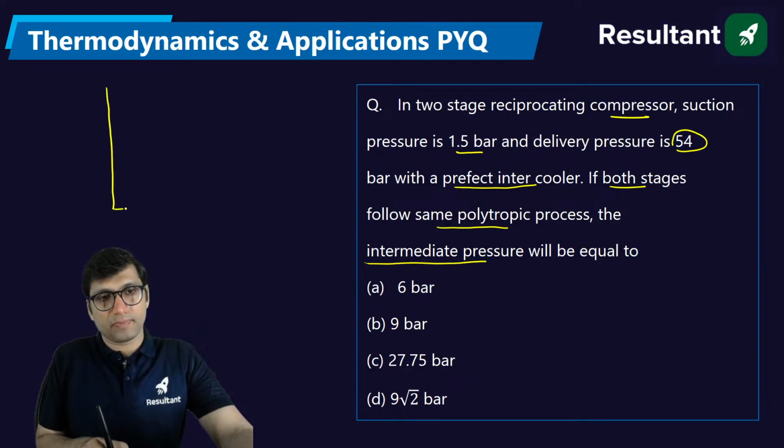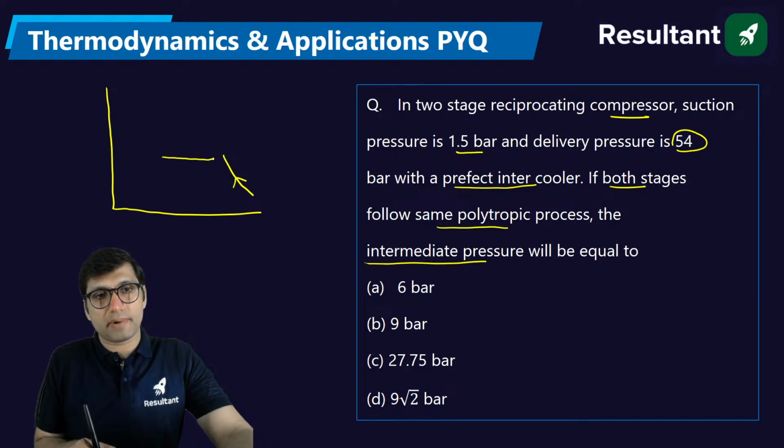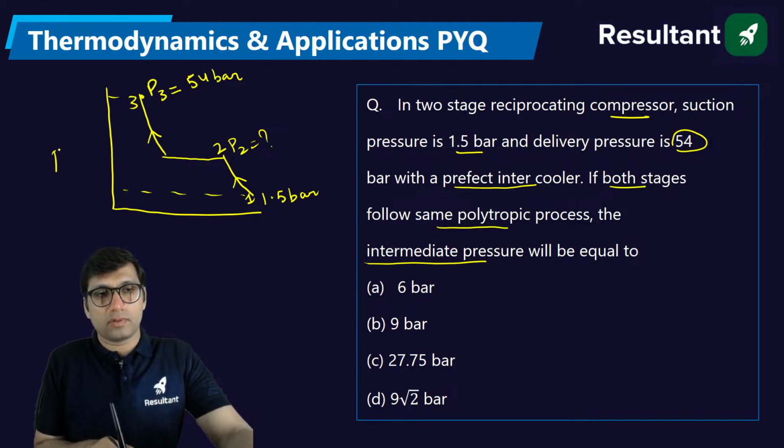Welcome to the session. So we are having a two-stage compression process. In the beginning of the first stage, the pressure is 1.5 bar. You have to find the intermediate pressure, which is P2, and the final pressure, which is P3. The final pressure of the second stage is given to you as 54 bar. So this will be the pressure volume diagram.